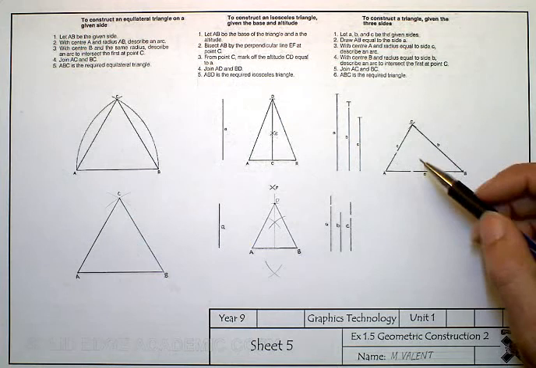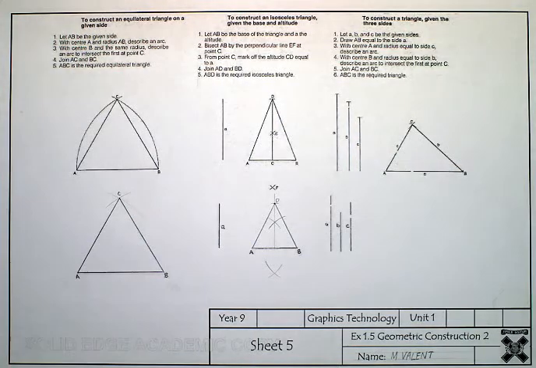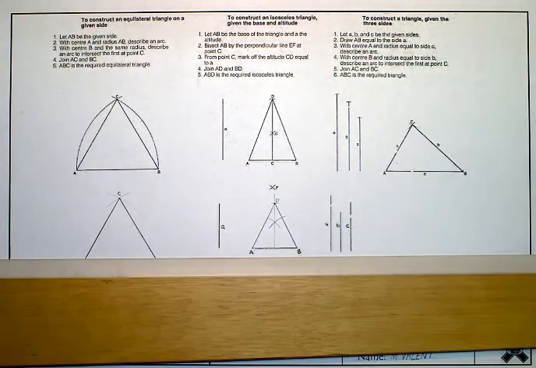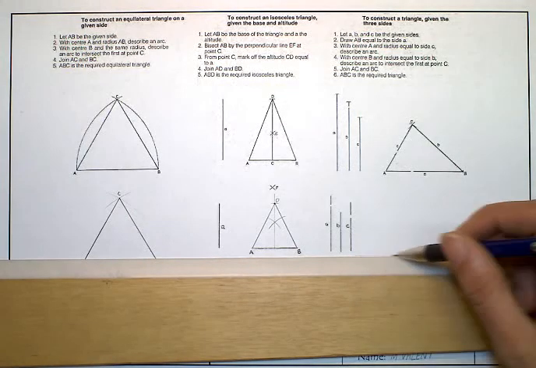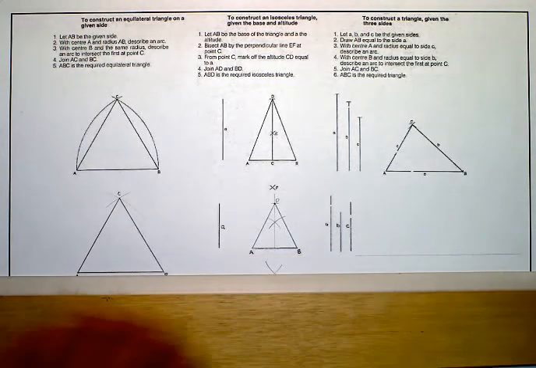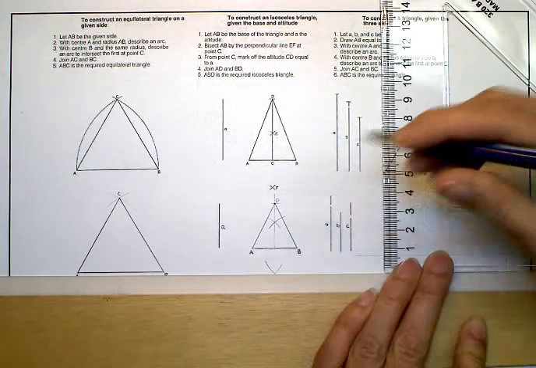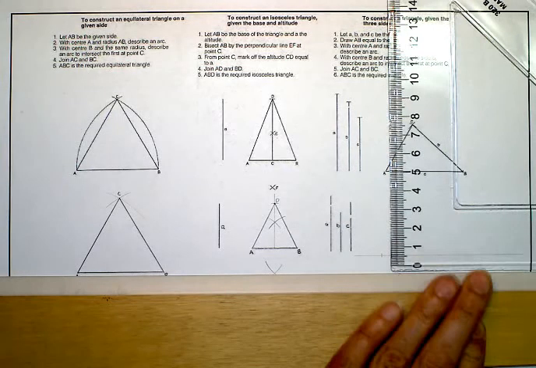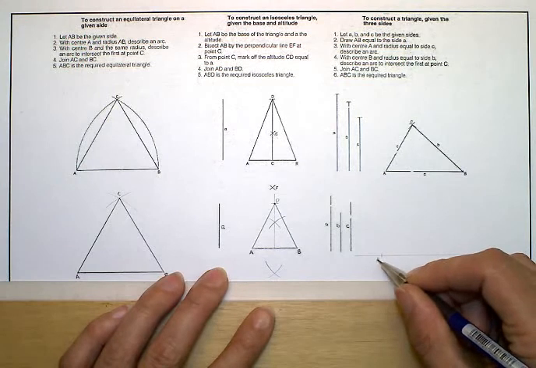The last one, to construct a triangle given the three sides. So we've got three sides. This one's a little bit trickier. First, we need to start with a base. So we're going to really lightly create a baseline, nice and long, so we've got something to work with. Now we're going to mark one end, and that can be our starting point, anywhere along this side. Okay, so I've marked a point there, and that can be point A.